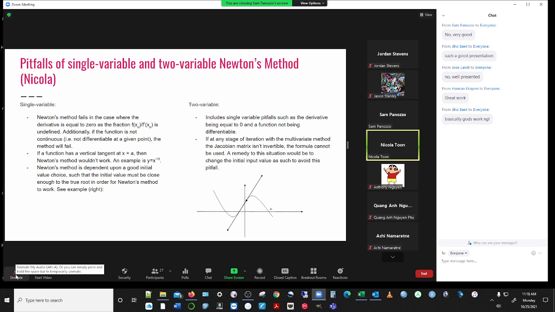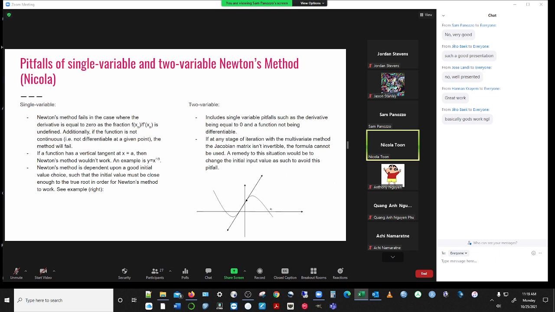Although Newton's method is really useful, there are some pitfalls to both the single variable and the two variable method. For single variables, Newton's method will fail in the case where the derivative is equal to 0. This is because the fraction of f of x of n over the derivative will be undefined, because you can't divide by 0. Additionally, if the function is not continuous at a given point, or not differentiable, the method will also fail because you can't actually complete the formula.